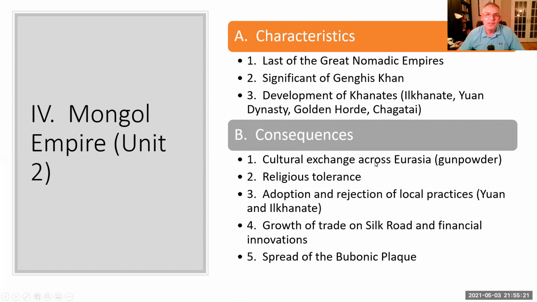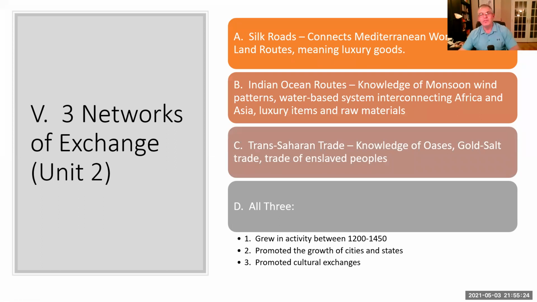Now, if we look at the three networks of trade, the Silk Road connects the Mediterranean world to China through land routes. So that means it's going to be largely luxury-based goods because land routes are long travel. So you're not taking stuff that's going to sell cheap. You're going to take the stuff that's expensive. So the very name Silk Road tells you the biggest thing that was being traded, namely silk products. The Indian Ocean routes, which is a water-based route system, connects Africa and Asia with not only luxury items, but also raw materials.